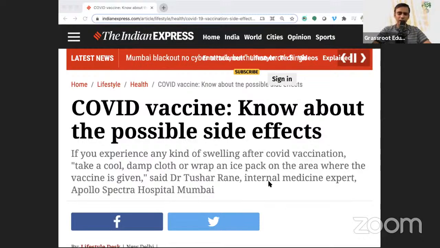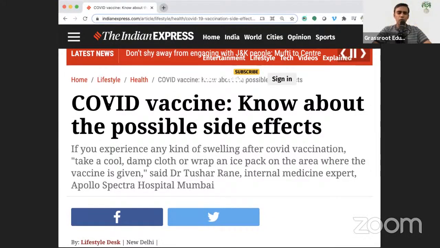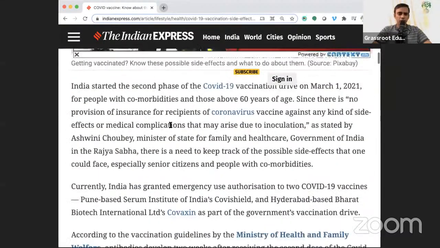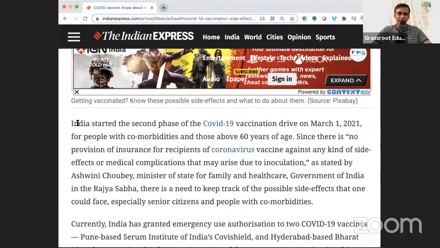Good to have all of you. Let's start. This particular article is around the COVID vaccine and its possible side effects. India started the second phase of the COVID-19 vaccination drive on March 1st, 2021 for people with comorbidities and those above 60 years of age.